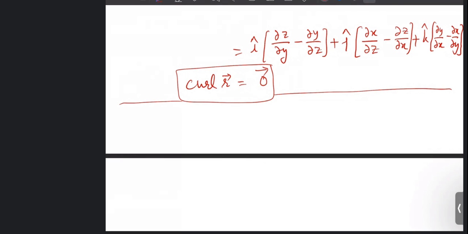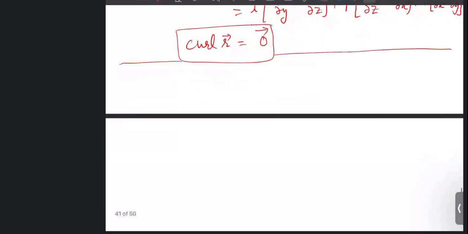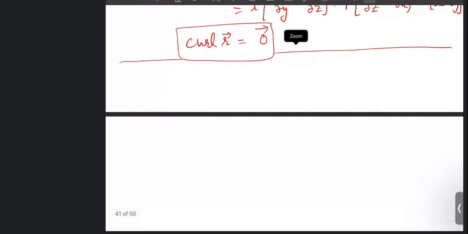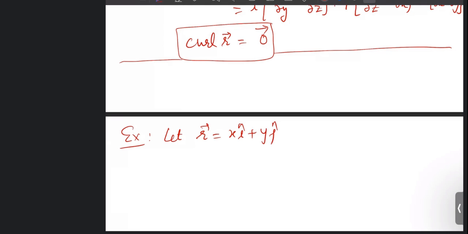Let us consider one more example of a different type. Let vector R be equal to xi plus yj plus zk and A be a constant vector.